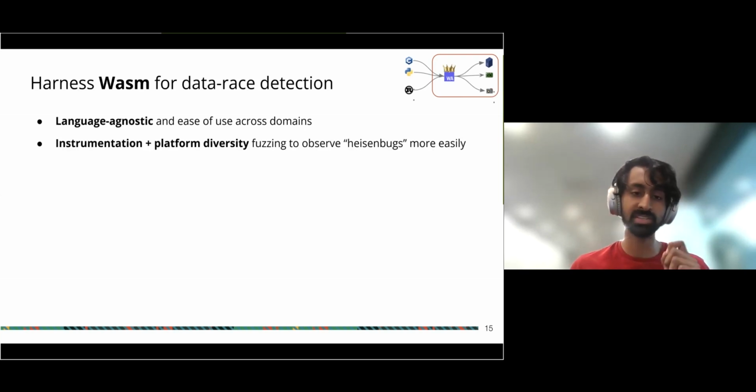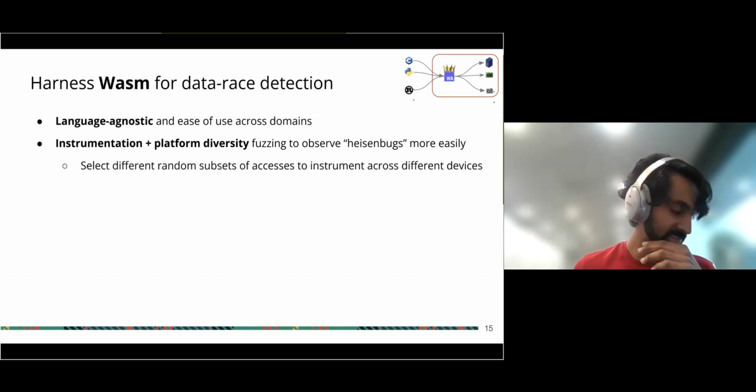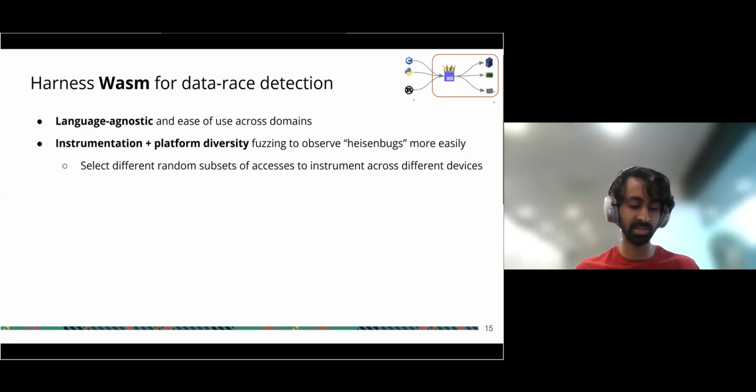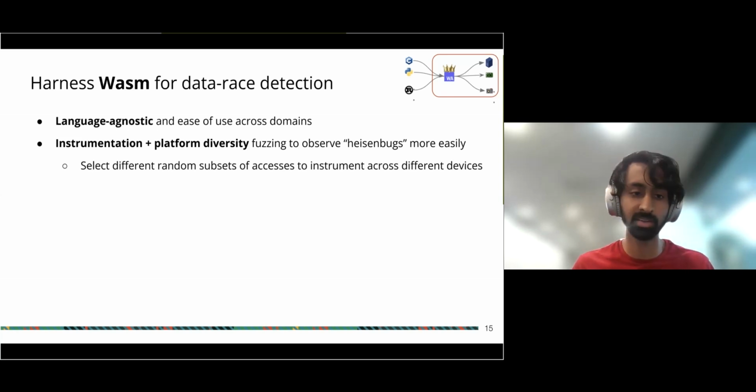And our core insight is to enable platform and instrumentation diversity fuzzing to observe Heisenberg bugs. What we mean by this is, since Heisenberg bugs only occur on very specific deployments, we want to explore the state space of deployments by running with a variety of instrumentation schemes and a variety of platforms. The idea being we choose some random subset of platforms and some random subset of accesses to instrument, and see what types of bugs we can detect.